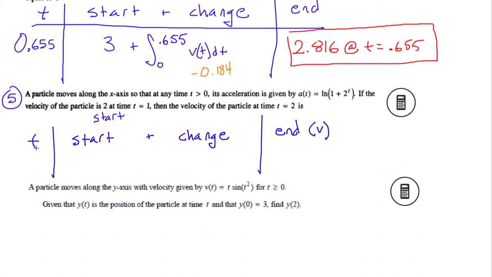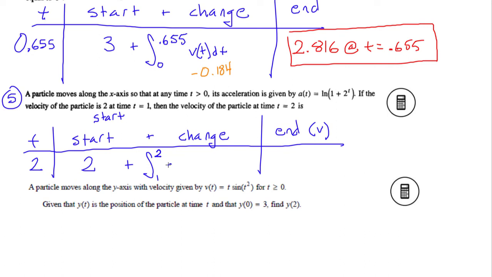I don't need to make a full table, I'm just kind of showing you the similarity here. So we're looking at time 2. That's the thing we're trying to find, so 2. What is our start? Our start is 2. Position 2, and we're going to add this to the integral from where to where? Well, I start at t equals 1, so not 0 anymore, 1, and I end at this time here, 2, and it's not velocity, it's acceleration, dt.